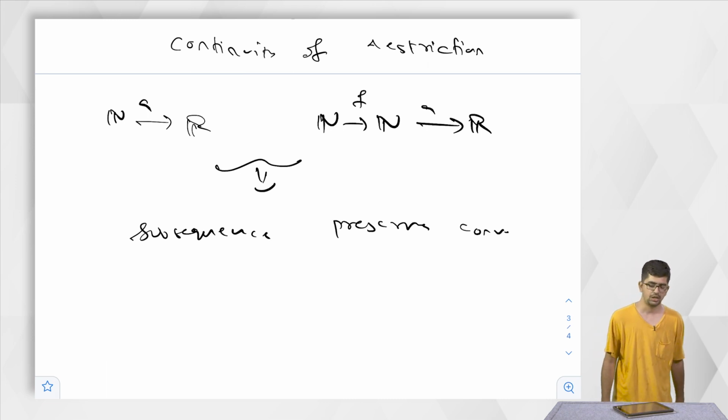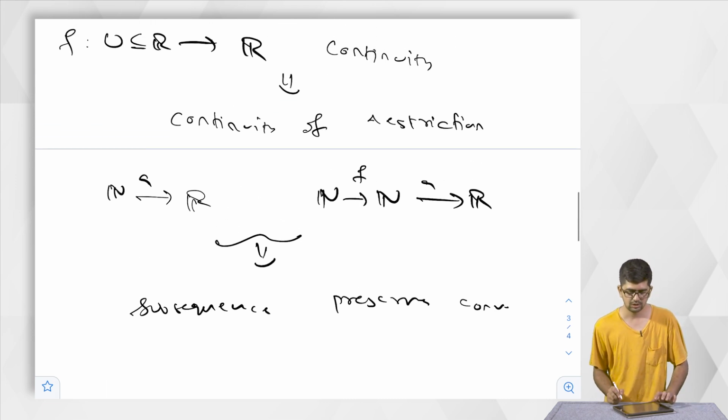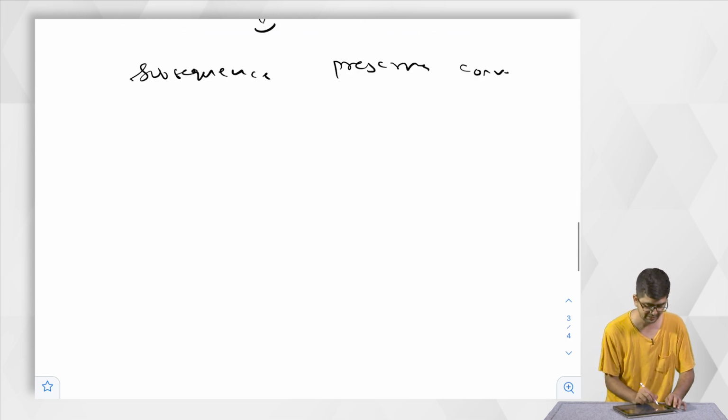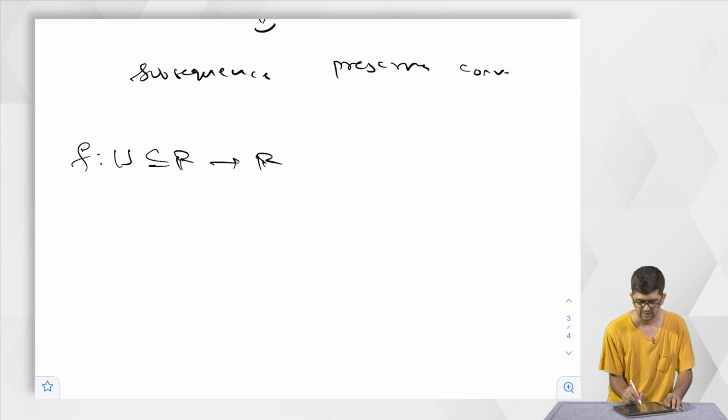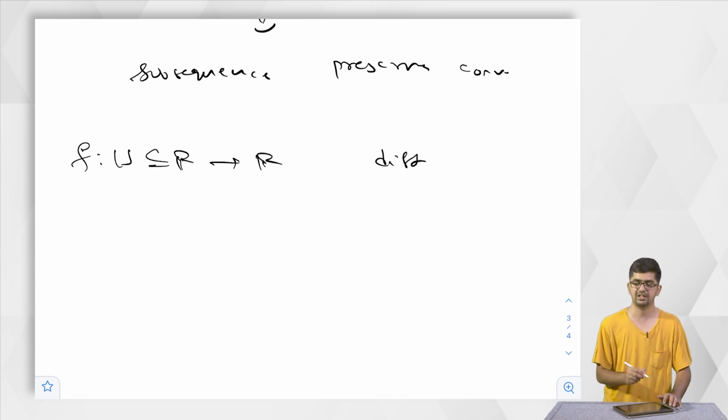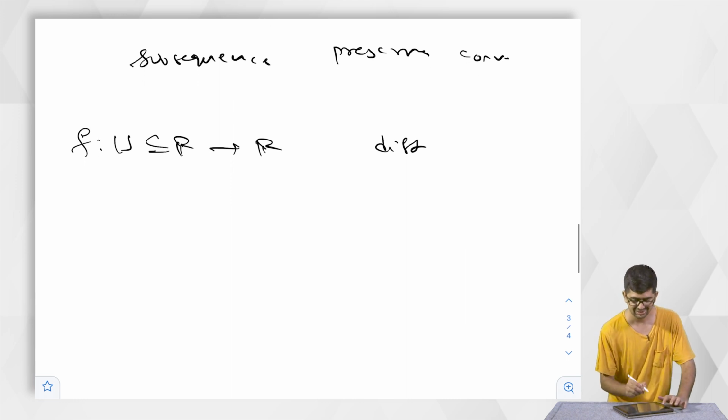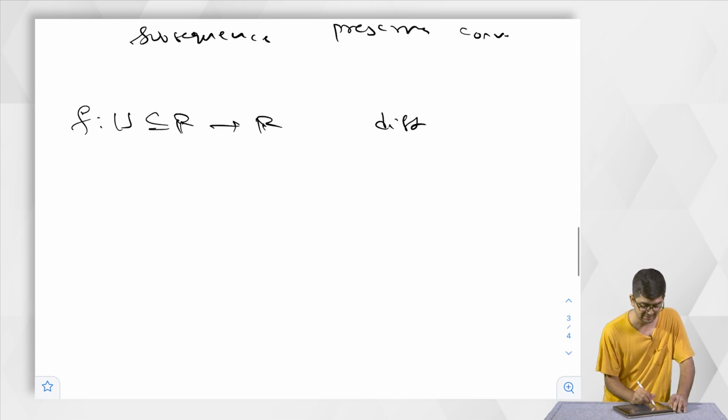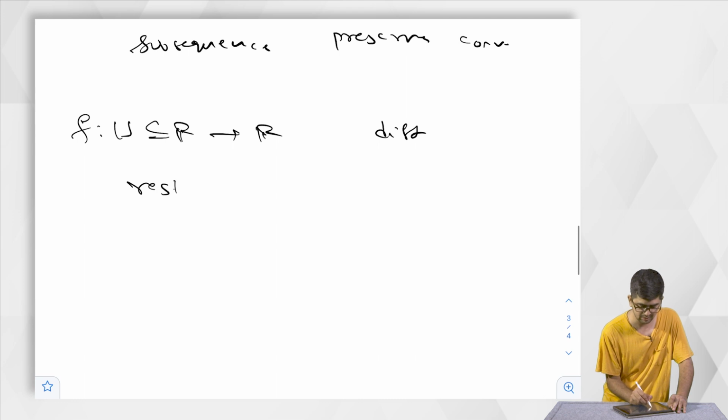And what else? We know about differentiability. Suppose I take a function f from R to R, and it is differentiable, and if I take an open subset U, and if I restrict f to that, then the restriction is differentiable.